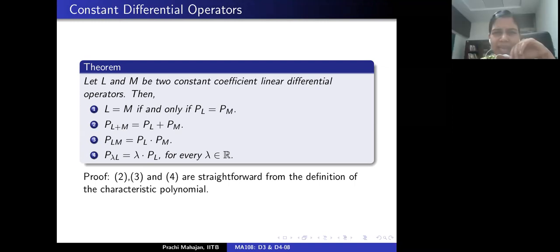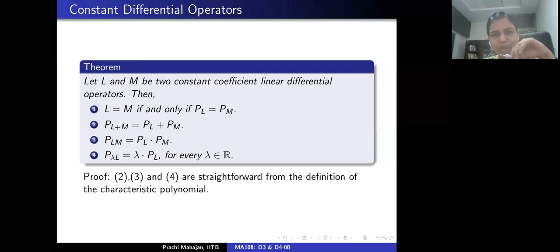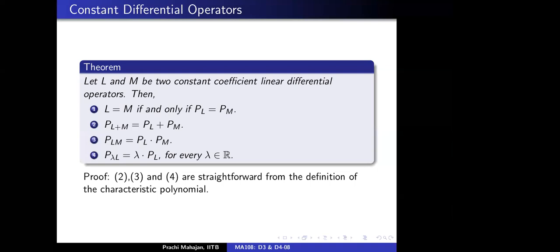See, if L is a constant differential operator of order n, and M is a constant differential operator of order m, then when you sum them up, the order of this operator would be what? The highest of the two, the maximum of n and m. Mm-hmm. Correct. I don't see a problem here.